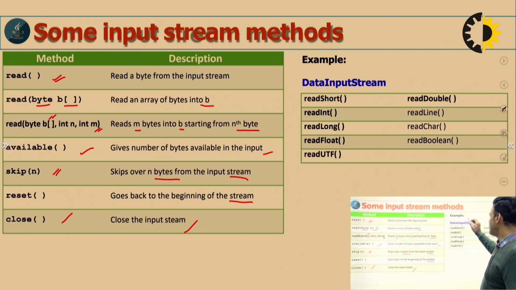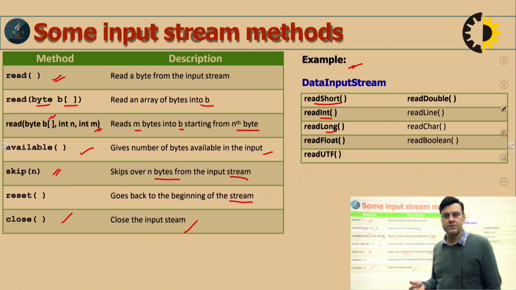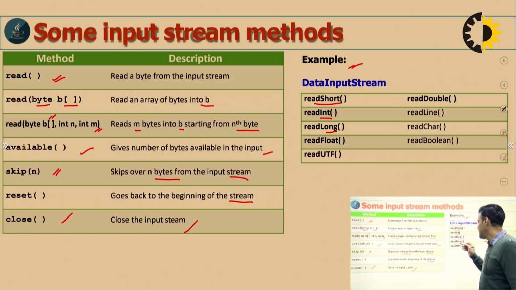Now, for example, for data input stream, examples are read short, read int. We have already studied that there are a number of variations of the integer data type: short, long, int. So for that we can use read short, read int, read long, read float, read UTF, right? Read double, read line, read char, read boolean.